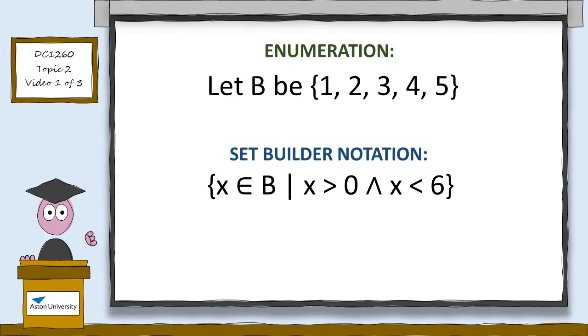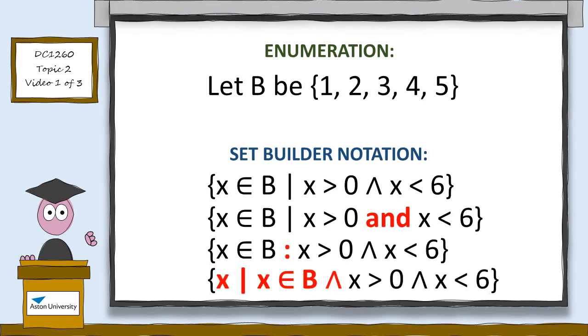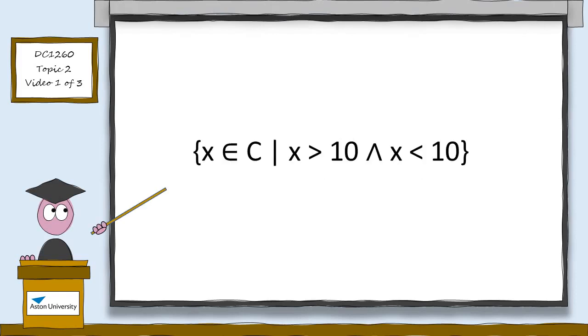Acceptable variations within this notation are minor. We might use the word and instead of the conjunction symbol. We might use a colon instead of a vertical line. We might reorder the contents of the expression slightly, placing the membership operator to the right of the where symbol. So all of these are valid ways to define a set containing the integer values 1 to 5 in a set identified as B. You might notice something strange about this set. Members of this set are greater than 10 and less than 10. There are no numbers that are both greater than and less than 10, so this set is empty.